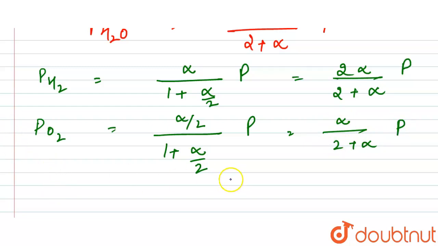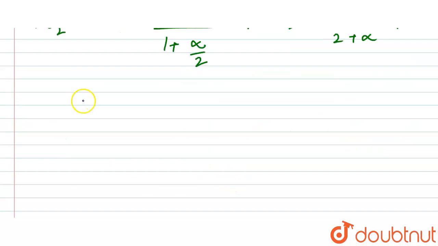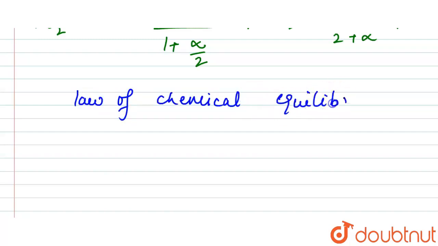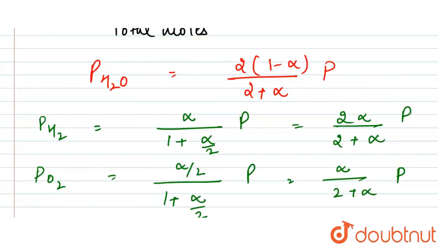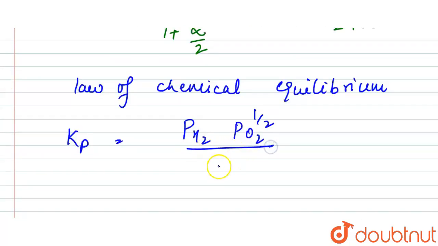Now we have the law of chemical equilibrium. According to that law, the value of Kp will be equal to the partial pressure of H2 times the partial pressure of O2 to the power half, because here we were having the half value, upon the partial pressure of H2O. We can write it in brackets to avoid confusion. It is like this.